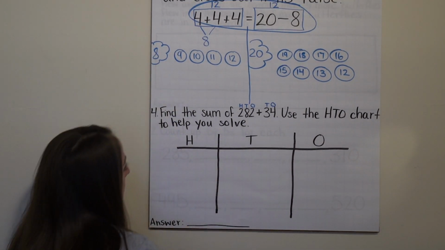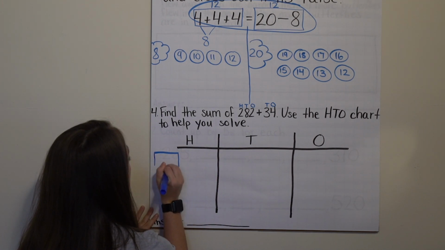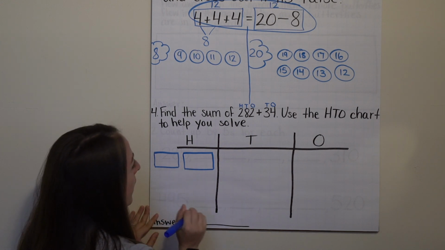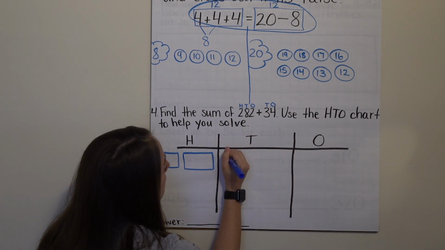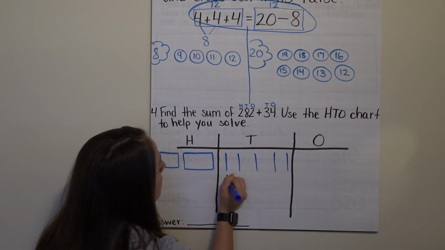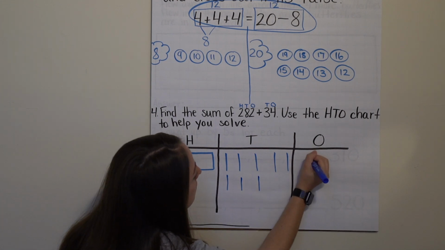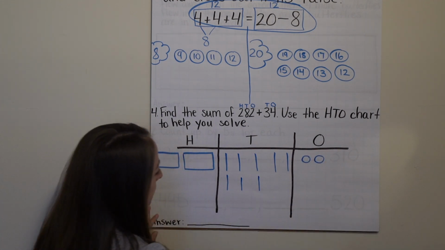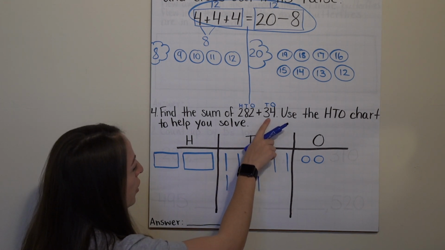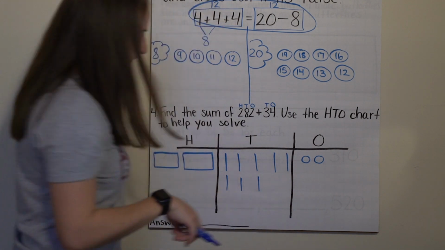Okay, I'm going to draw this out. So I have 2 hundreds, 1, 2. I have 8 tens, 1, 2, 3, 4, 5, 6, 7, 8. And I have 2 ones, 1, 2. Now you're going to take the time to draw the number 34. So we don't have any hundreds. You can do that now.